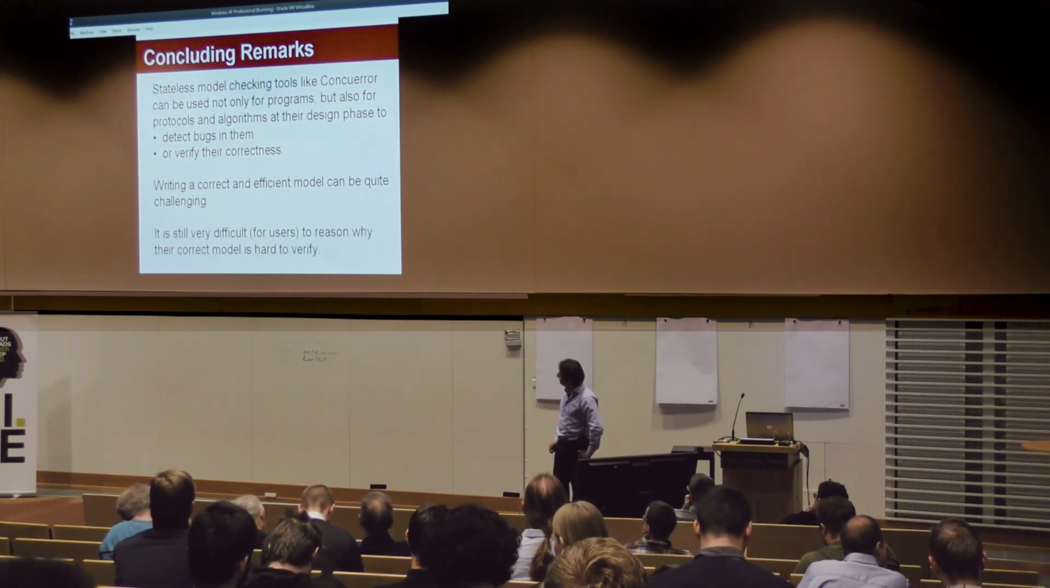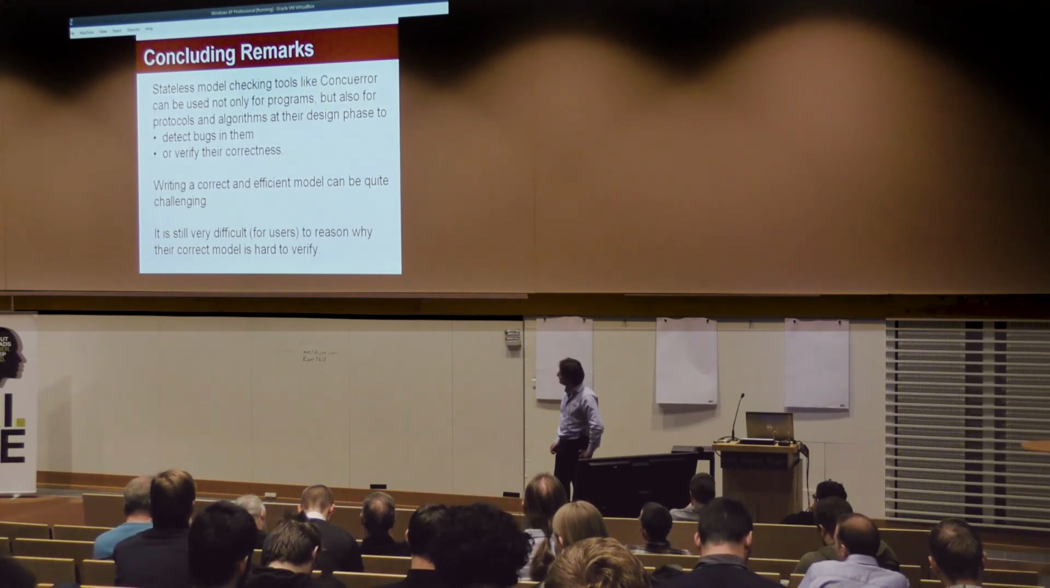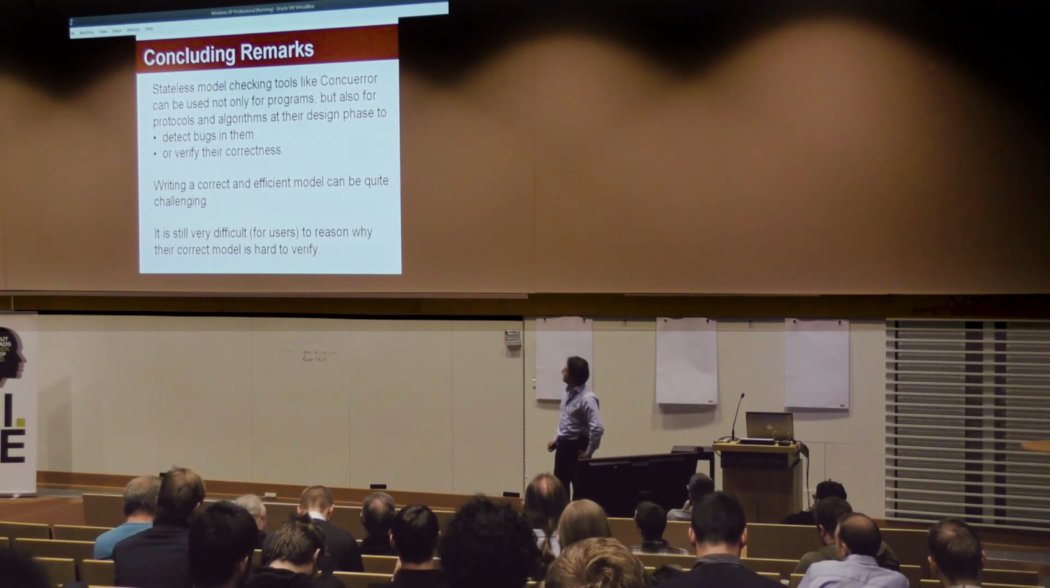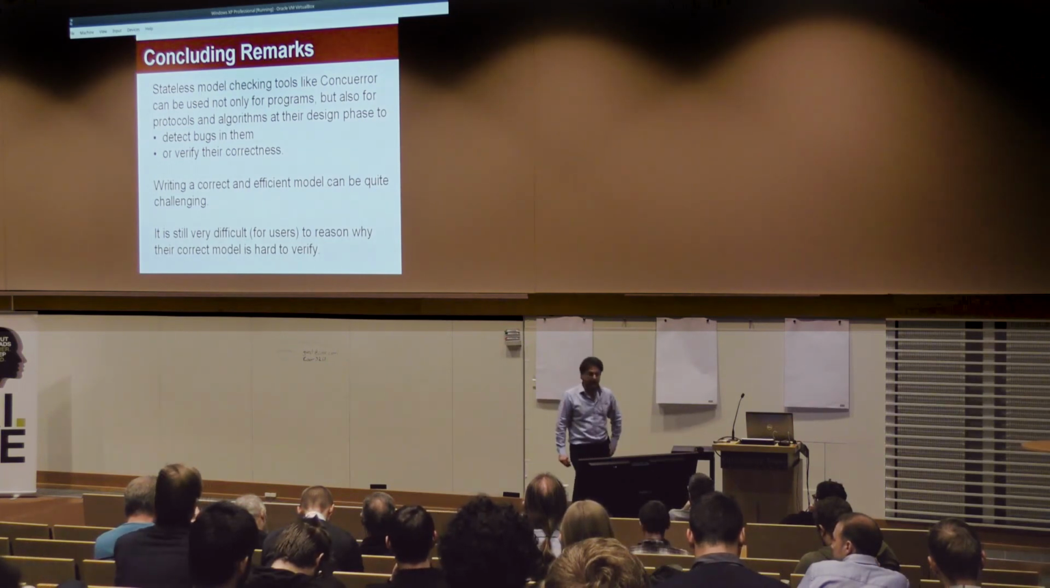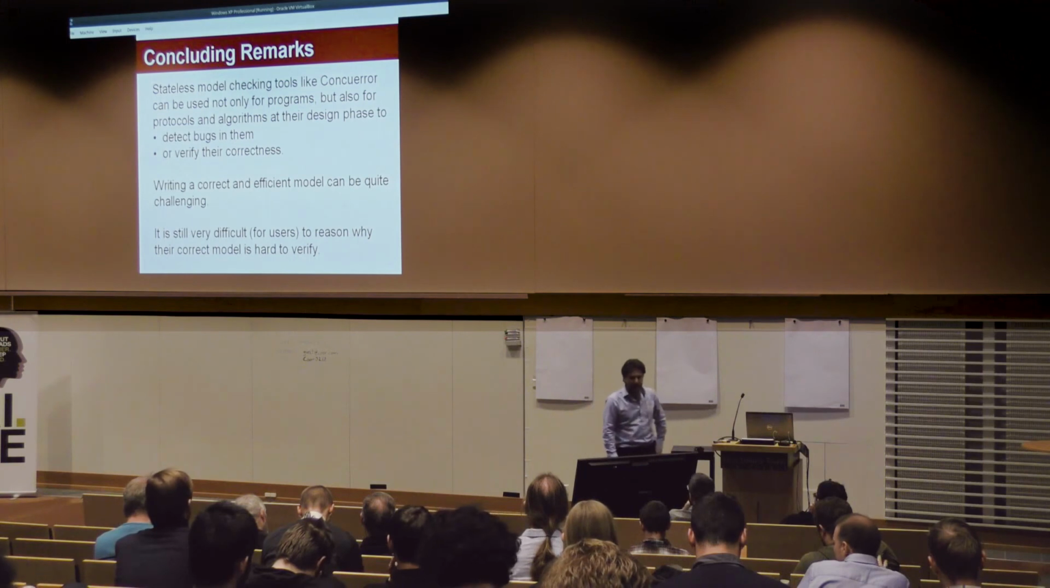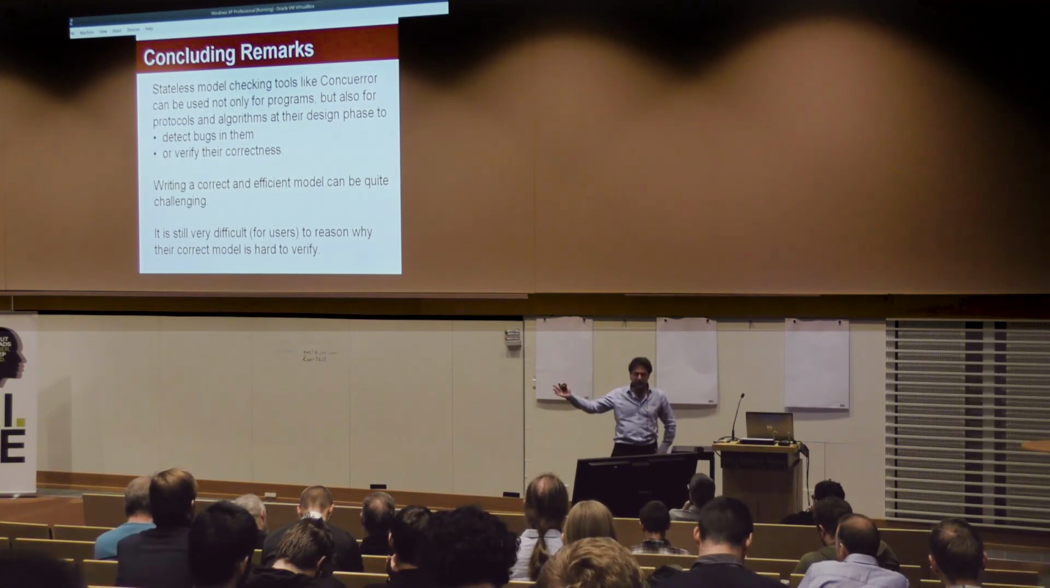And one thing that bothers me a bit is that it's not very clear how we explain to users why their correct models are hard to verify. Why one correct model is considerably harder to verify than another correct model.